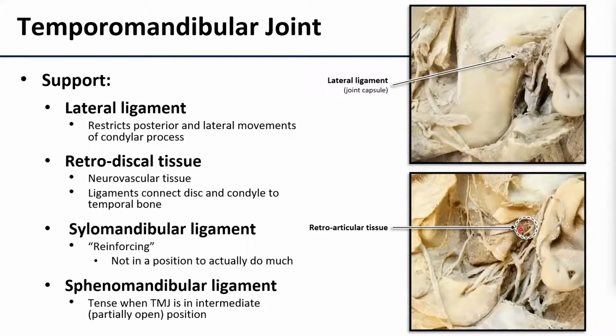Now, because this is a mobile joint, it requires some external support to ensure that it continues to move correctly and within a specific range. We identified the lateral ligament before as part of the joint capsule. And inside that joint capsule now, we will find some ligamentous connections between the articular disc, the mandibular condyle, and the tympanic portion of the temporal bone. These are part of what is broadly referred to as the retrodiscal tissue. And you can see that here in this image, and you can also see why it is broadly defined, because it's kind of difficult to make sense of anything going on there.